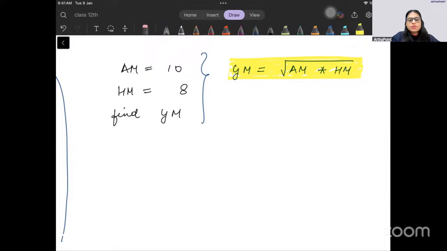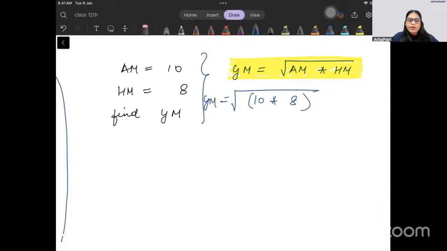What would be the answer? Good. Okay. So you can just put it here 10 into 8 under root and that will be your GM.